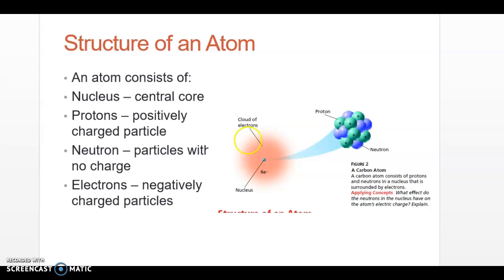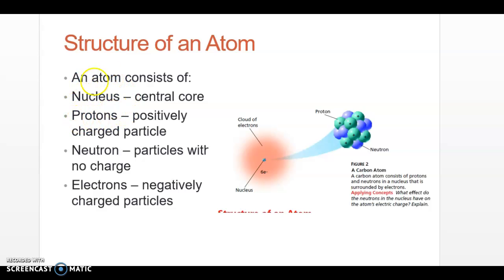The bulk of the atom, as far as the volume goes, are the electrons, even though they're teeny, teeny, tiny. The bulk of the mass, though, is going to be your protons and your neutrons. Your protons are the positive ones, and the neutrons are the blue ones, which have no charge at all. And then electrons are going to have a negative charge. So these are the three things that make up the atom.